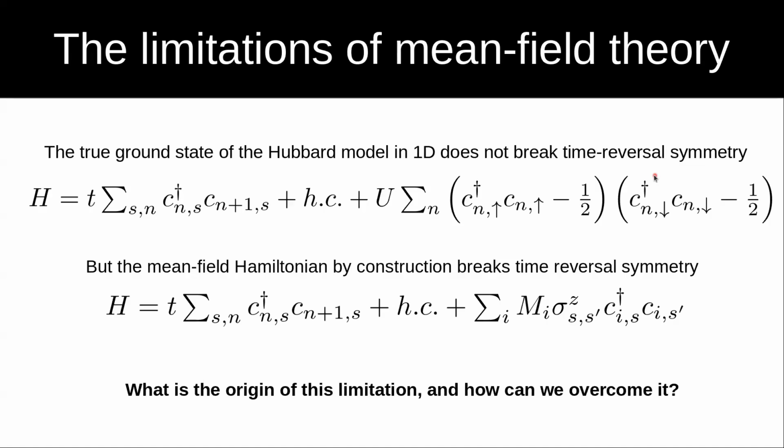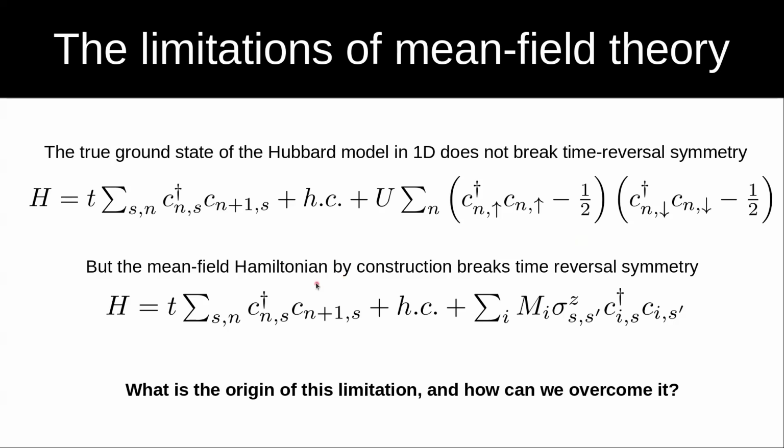And for this, let us take a Hubbard model. So in general, in a Hubbard model, we had, let's say, our hopping and our interaction. And when we look at this model, what we observe is that the model does not break time reversal symmetry. So you can apply any spin rotation or time reversal symmetry to this Hamiltonian, and the Hamiltonian remains the same.